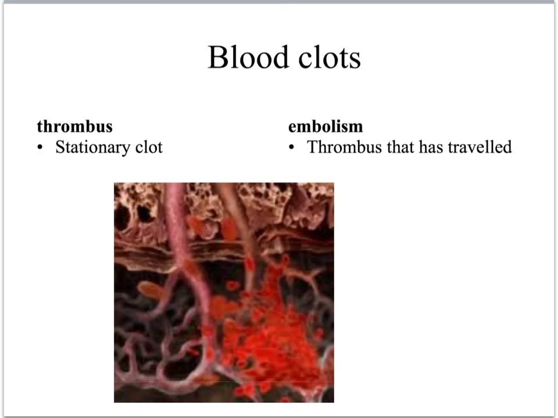A thrombus is a stationary clot. An embolism is a thrombus that has moved. So you can start out, for example, with a blood clot in the veins of your leg. And then when you get up and move around, you've gotten off that airplane, that blood clot can now go to your lungs, it can go to your brain, it can go anywhere and cause a totally different scenario than what it would have caused had it stayed still.